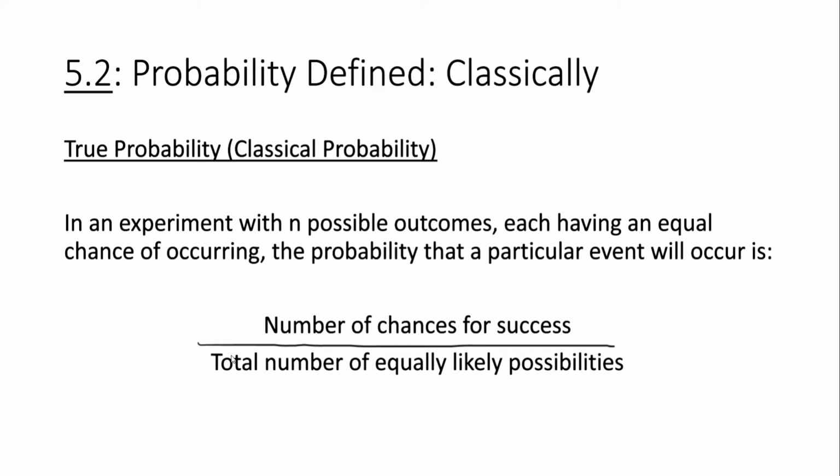This comes from the definition that says, in an experiment with n possible outcomes, each having an equal chance of occurring, the probability that a particular event will occur is the number of chances for successes divided by the total number of equally likely possibilities.